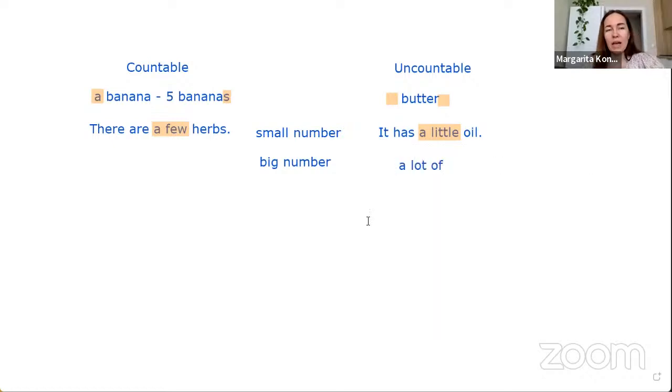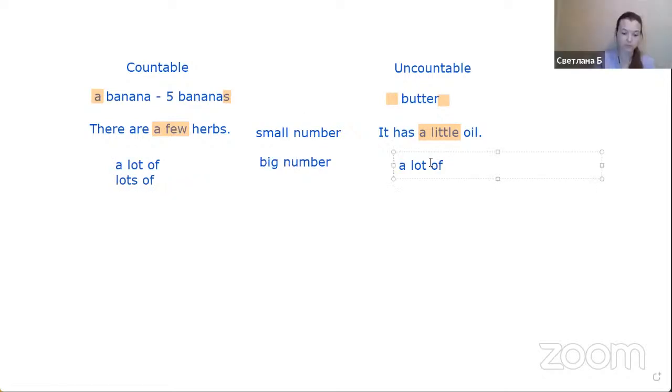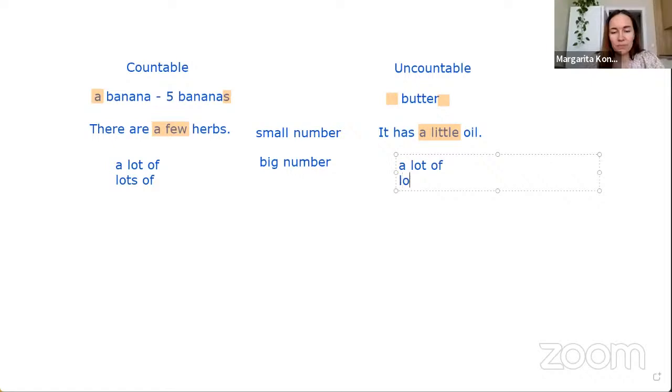But what if I say I usually use a lot of mushrooms in my dishes? Countable. So a lot of can be used with both of them, right? And I can say a lot of or lots of, and it's the same. It's absolutely the same. There is no difference.